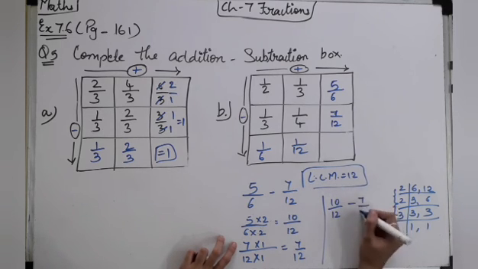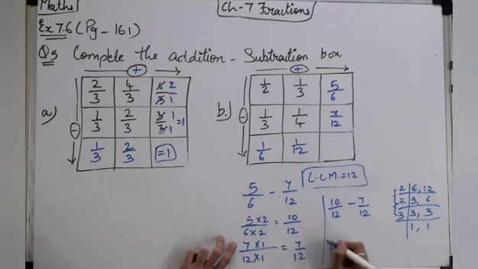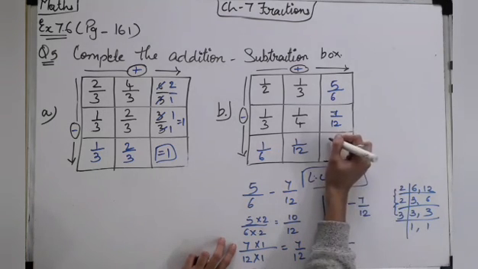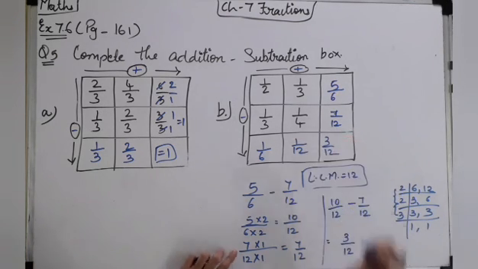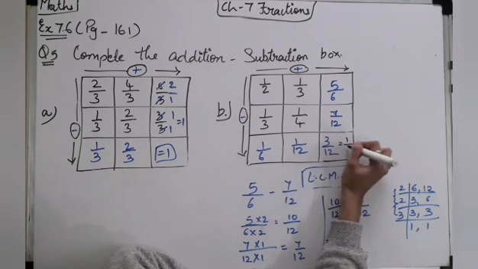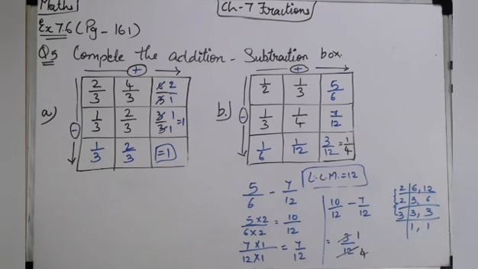minus 7 upon 12. So the denominators are the same, so we'll write the denominator. 10 minus 7 is 3. Okay, so 3 upon 12 we got the answer. 3 upon 12. But you can also write it in the simplest form, which is 3 1s are 3 and 3 4s are 12. So you can also write 1 upon 4. Okay.